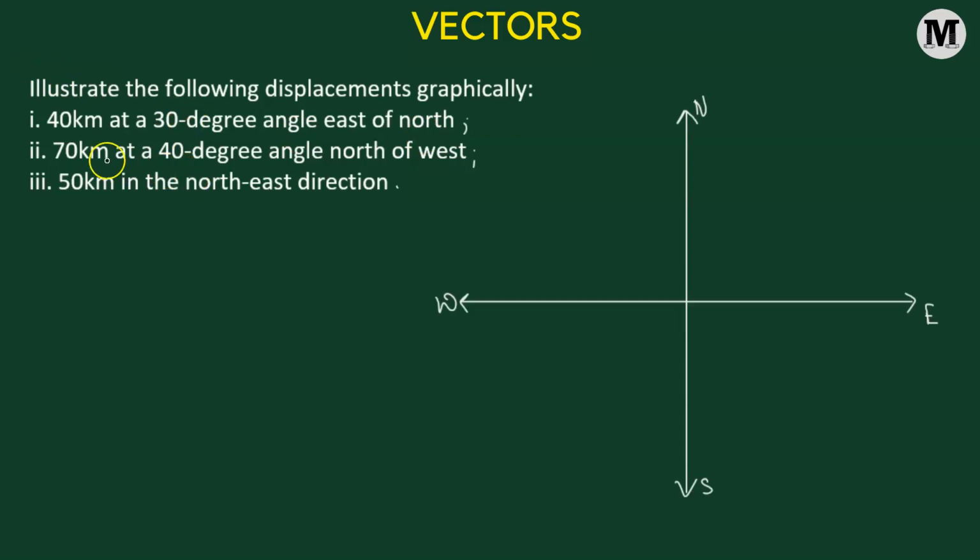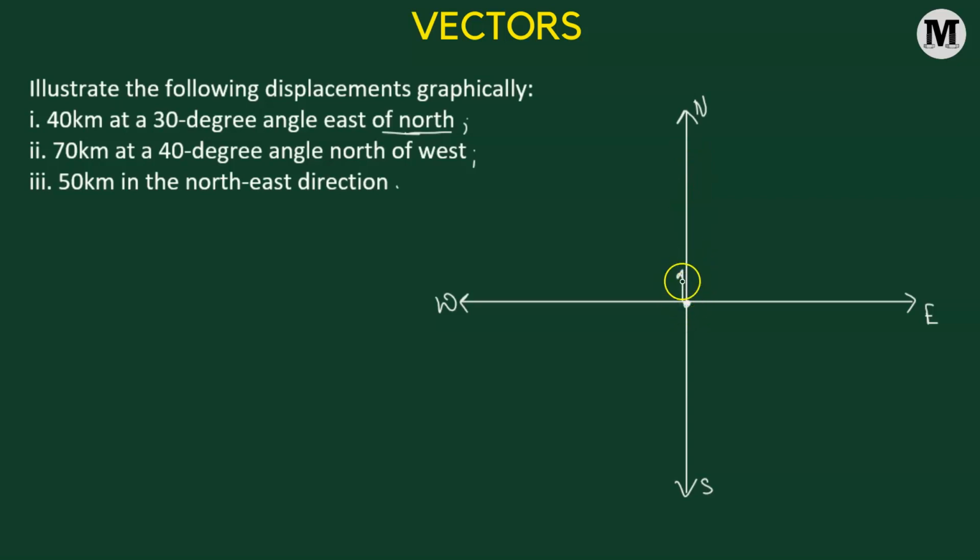Now starting with the first one, we have a displacement of 40 kilometer at a 30-degree angle east of north. Let's try to understand the meaning of the words here. We'll start with the last word here, of north. So what we'll do, place yourself at the center or at the origin and point your face towards the northern direction, or look towards the northern direction.